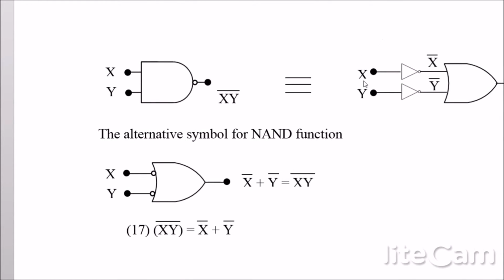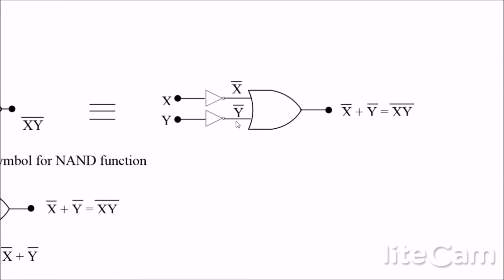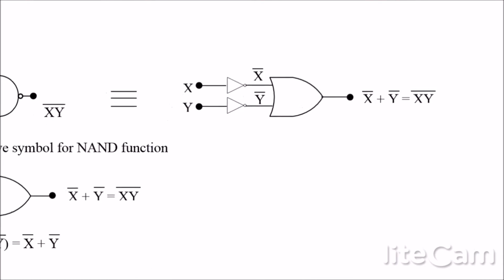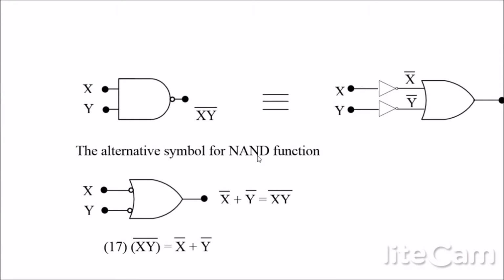Moving on to NAND. This is a NAND circuit with inputs of x and y and the output of not (x and y), which is equivalent to an OR circuit with inverted inputs as shown in the diagram. X is inverted and Y is inverted, and the output is not x or not y, which is equivalent to not (xy). The alternative symbol for the NAND function is as such.